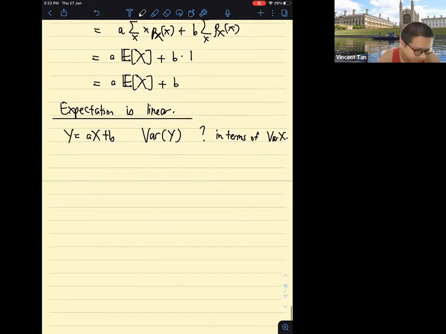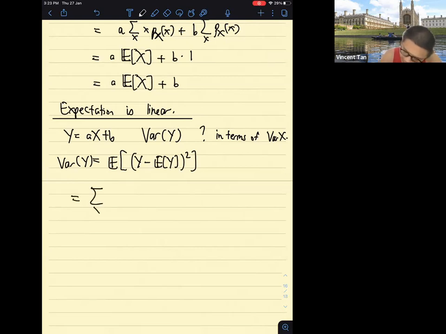So let's do some small calculation. Let me do this slowly. The variance of Y is the expectation value of Y minus the expectation value of Y, quantity squared. That is the formula. So now we can plug in things. This is the sum over all possible values of x, of ax plus b minus the expectation value of Y, which is a times the expectation value of X plus b. This comes from the above calculation because the expectation is linear. Squared, times p_X of x, okay?